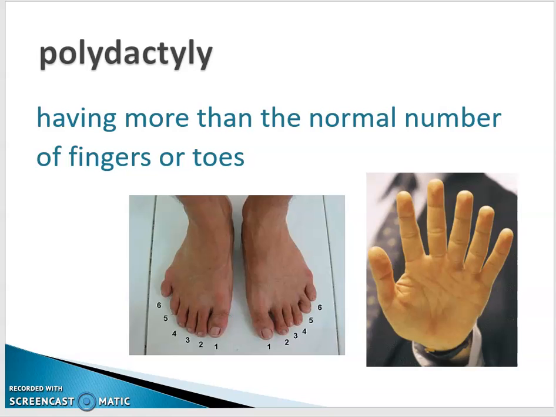However, I present to you this photograph, and these are not photoshopped. This is for real. It's called polydactyly. It's having more than the normal number of fingers or toes. So we find this more often on feet than hands. You'll notice these feet here each have 6 toes, not 5. That is real. You can look it up online and see all kinds of pictures that will illustrate polydactyly.